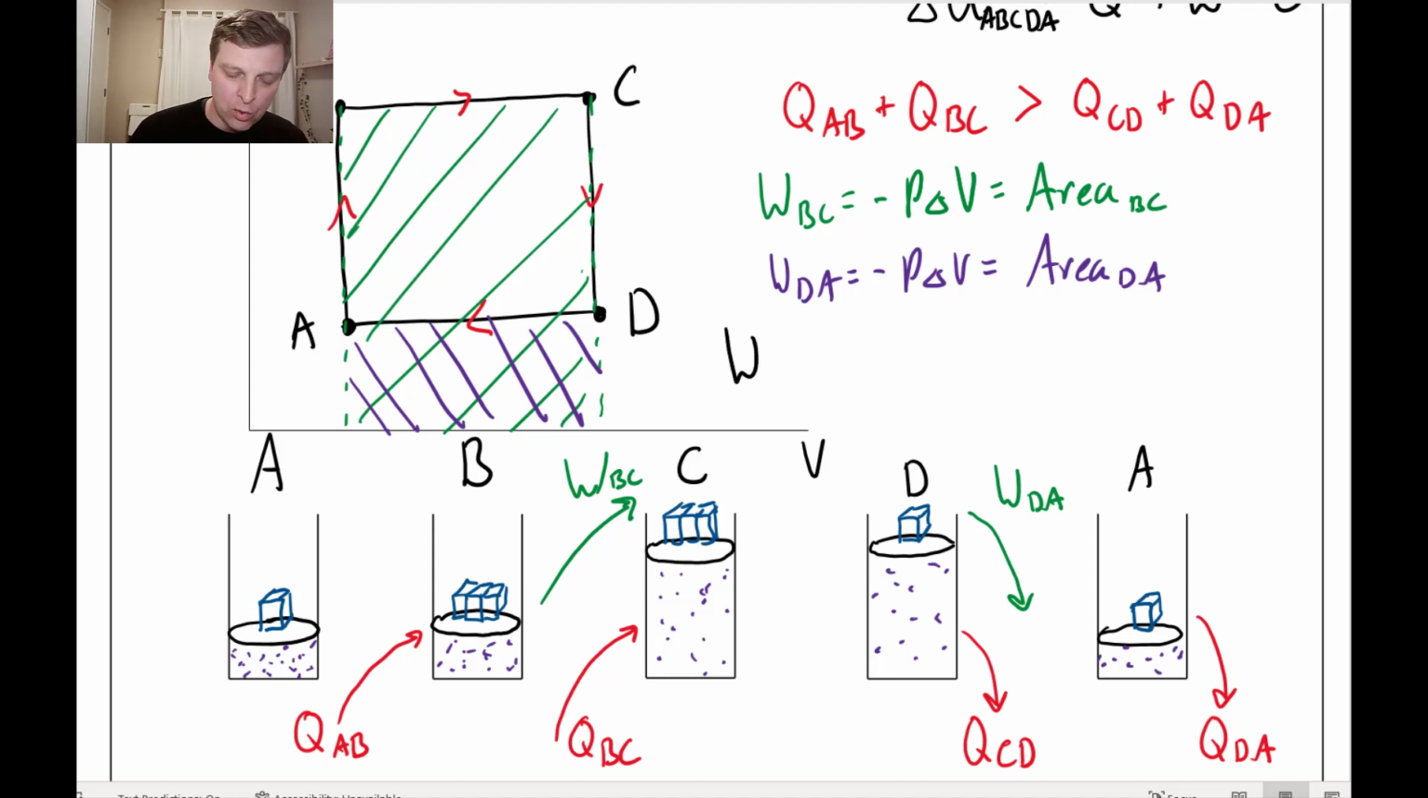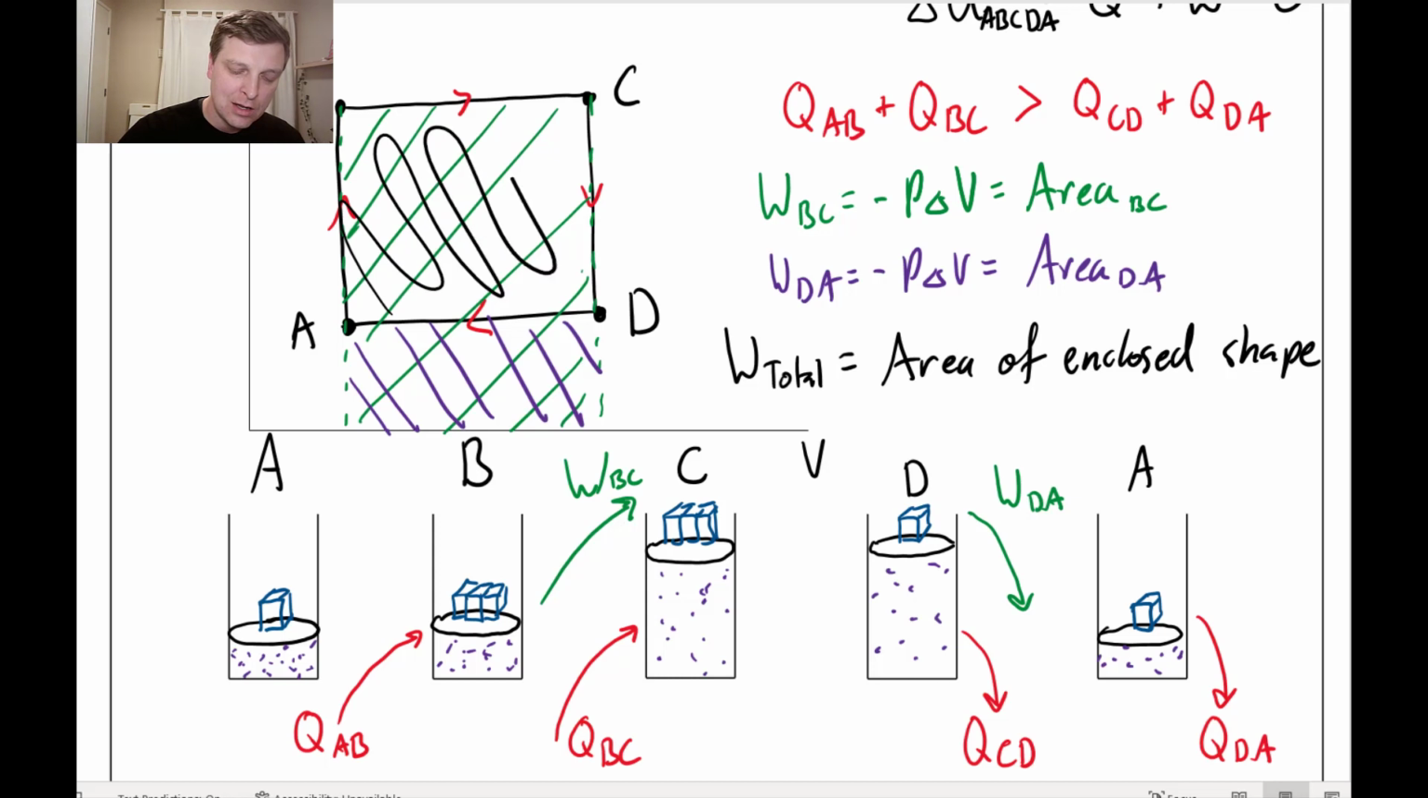So the total work done by the machine is just the area of the enclosed shape, right? You can see that the area here in this enclosed shape, that is the net work done, right? So the work is done by the gas and the work is done on the gas, but overall, the enclosed shape is giving me my net work done.